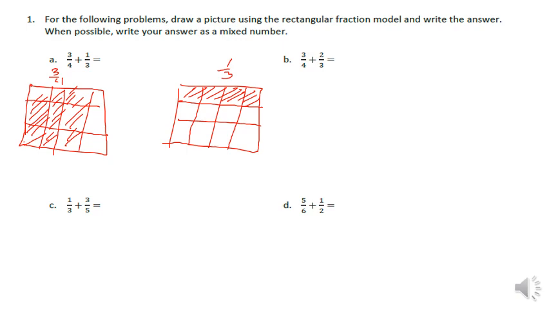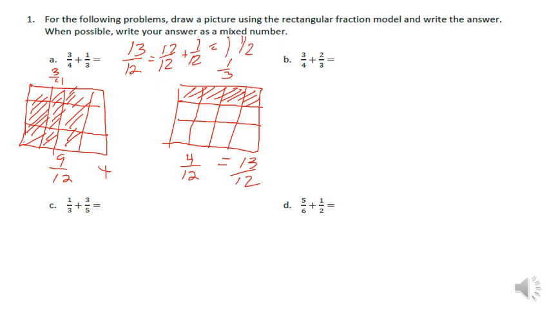So now we can see we have 1, 2, 3, 4, 5, 6, 7, 8, 9. We have 9 12ths here, plus, over here we have 4 12ths. And that gives us 13 12ths. Well, 13 12ths is equal to 12 12ths plus 1 12th. We know 12 over 12 is 1 whole, so it's 1 and 1/12.